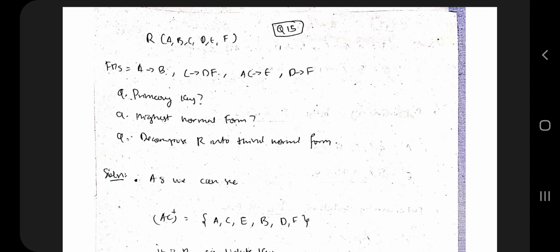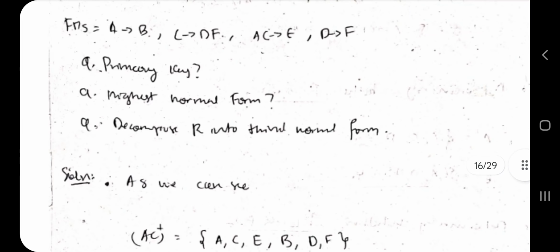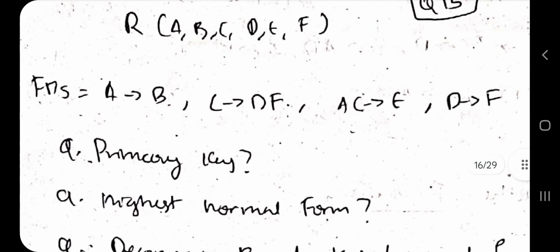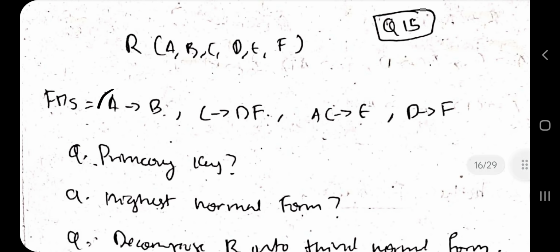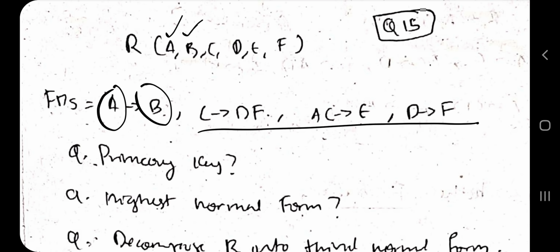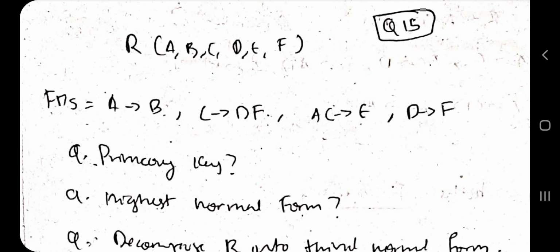So what is a primary key? Primary key is the key which determines all the other keys. So let's go to trial and error method. So A goes to B. A is determined, B is determined. Now B goes to somewhere. No, B doesn't go to anywhere else. So I can't determine these things alone by A. So A is eliminated. B. How many elements can B determine? None of the elements, because B is not starting anywhere here.